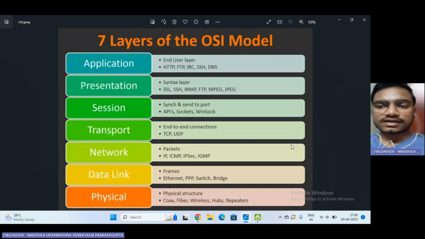And the second layer is the presentation layer. It is used for semantics and syntaxes. SSL, SSH, IMAP, FTP, MPEG, JPEG are used at the presentation layer.